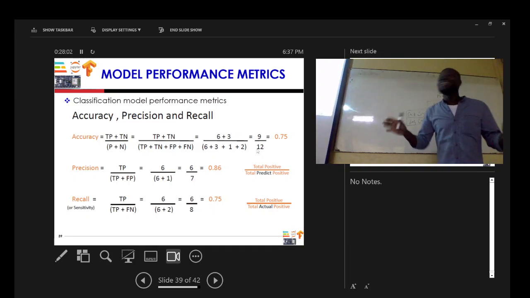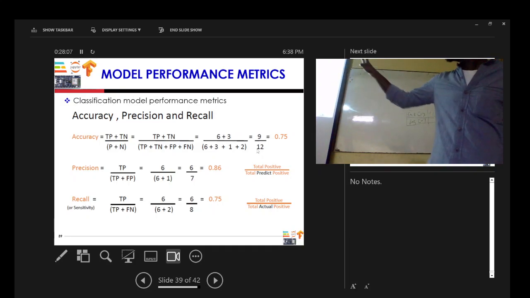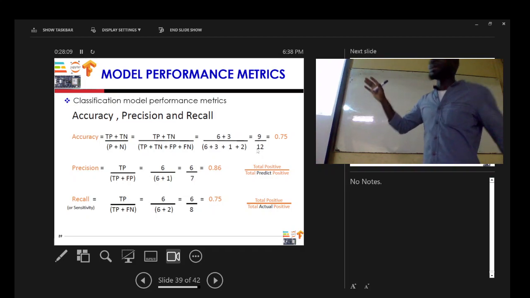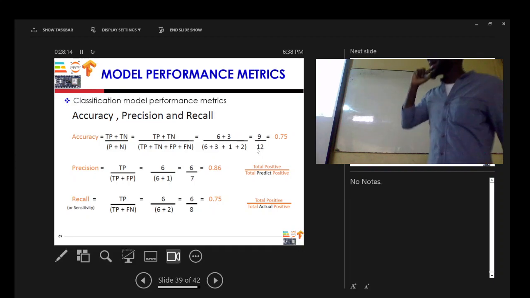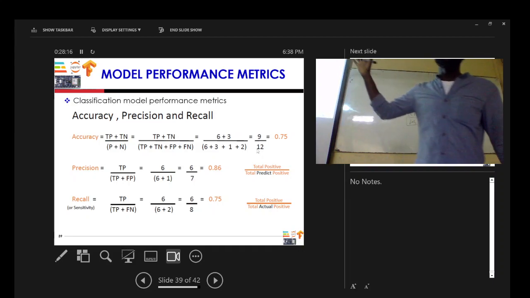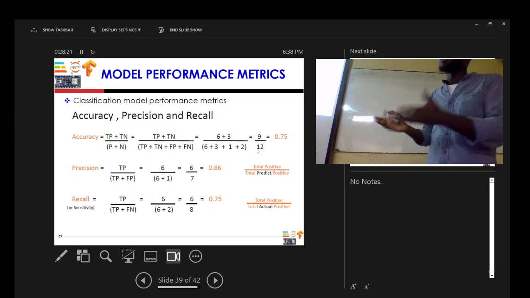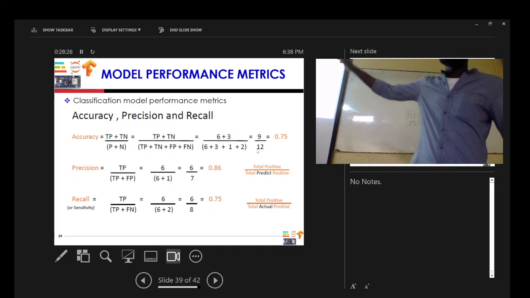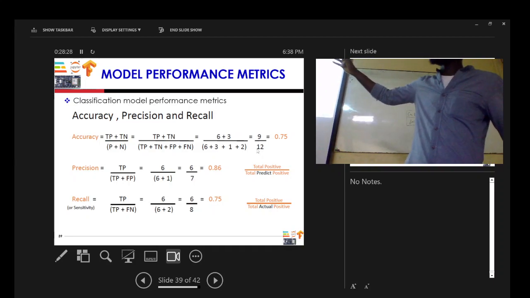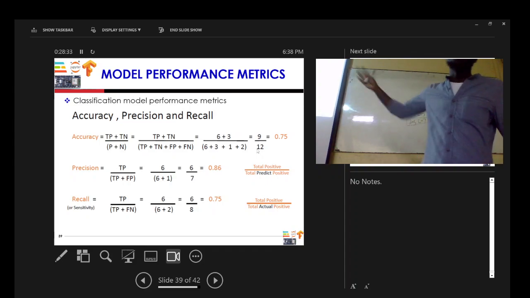So here we have some metrics known as the accuracy, precision, and recall, and all of them have formulas. To measure the accuracy, you'll be given a confusion matrix, and then you are asked to measure the accuracy. So the accuracy is the true positive plus true negative, all over the positives plus the negatives, so all over the total of the images or whatever it is.